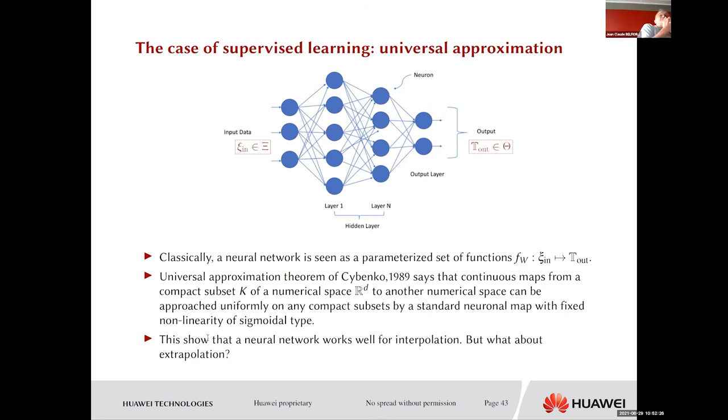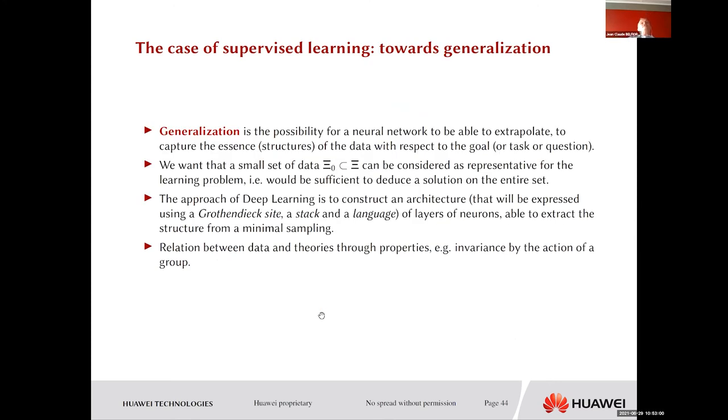So basically this shows that the neural network works well for interpolation, right? But the problem is that it has to be a compact subset. So now what happens outside the compact subset? Because the problem is that in theory, even with a low probability, some completely new input can happen. And in this case, you have absolutely no guarantee that you will find the right theory corresponding to these data. So what about extrapolation? In fact, it is related to what is called generalization in machine learning, which is the possibility for a neural network to be able to extrapolate.